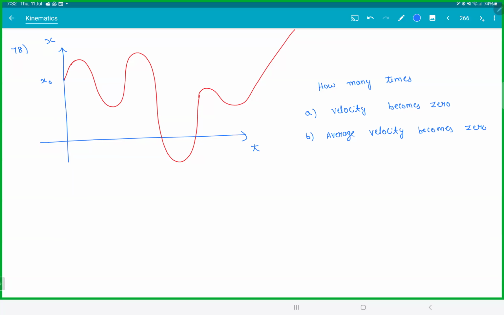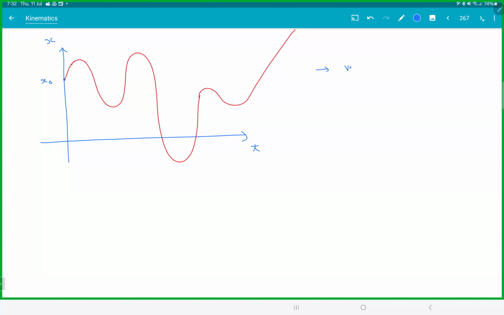Let's see. Now, first thing, what is velocity? Velocity is simply slope. So how many times it is becoming 0? So 1, 2, 3, 4, 5, 6. Slope is 0 6 times. Basically maximum and minimum points.